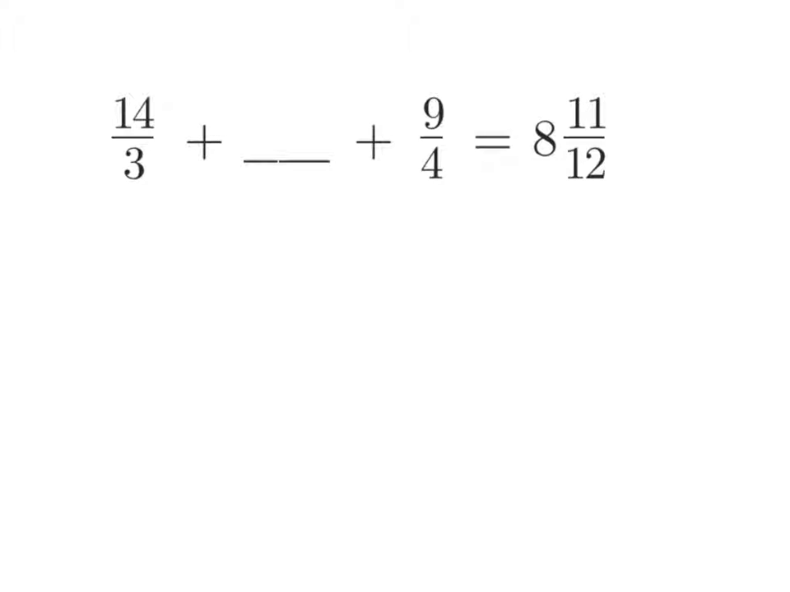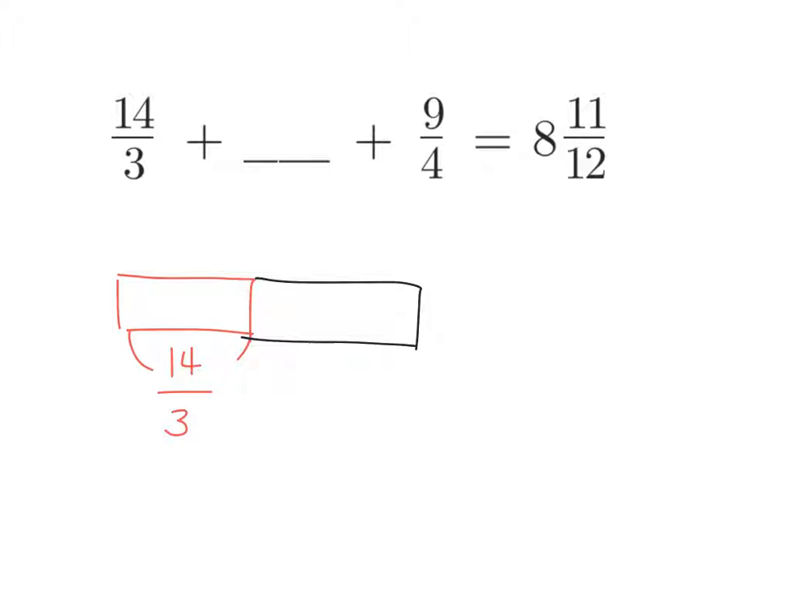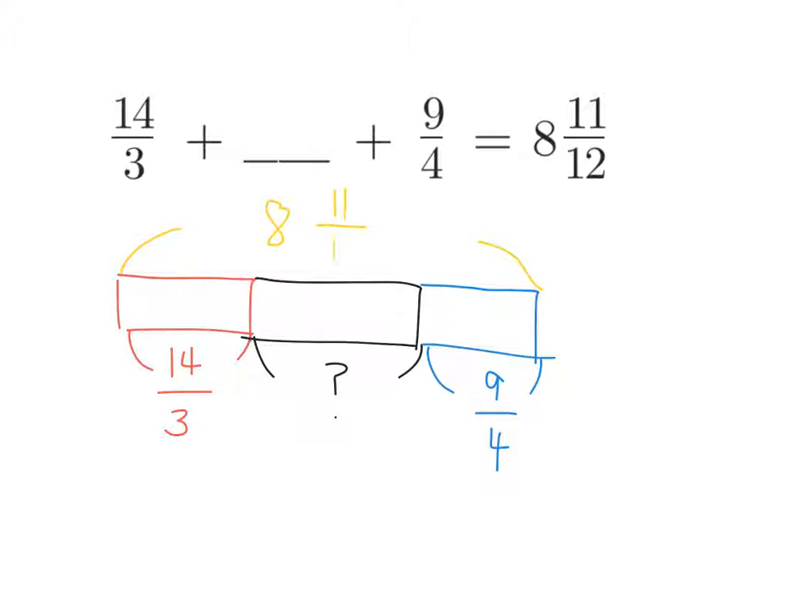If I want to turn these numbers into a tape diagram, here's what I might do. I have 14/3. Okay. Then I'm going to add some amount. I don't know what amount I'm going to add to it. We don't know. That's what we're trying to figure out. Then I'm going to add 9/4. And all together, I have 8 and 11/12. Do you guys see how we can change it from numbers into a picture, into a tape diagram?